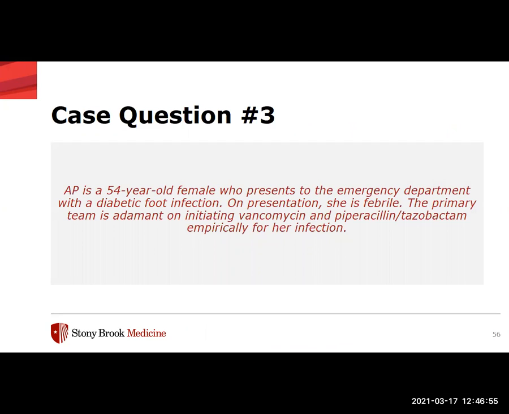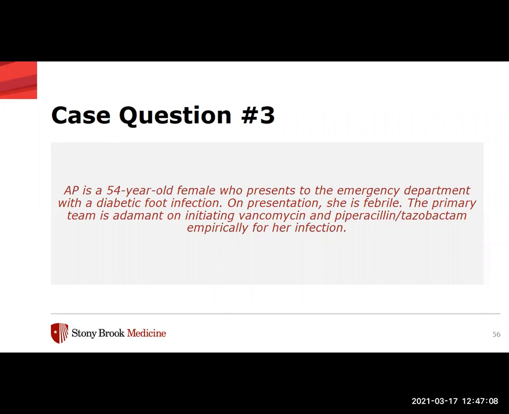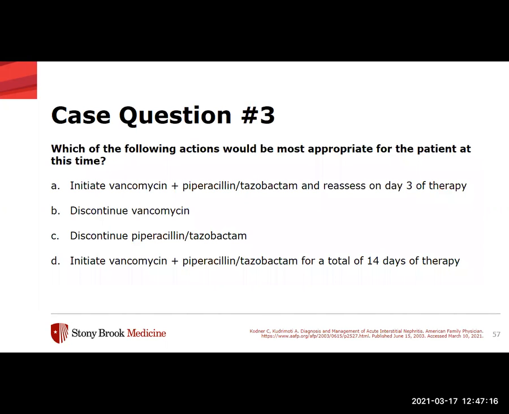All right, so let's apply what we've learned from these studies to a patient case. AP is a 54-year-old female who presents to the emergency department with a diabetic foot infection. On presentation, she is febrile, and the primary team is adamant on initiating vancomycin and Zosyn empirically for her infection. So which of the following actions would be most appropriate for the patient at this time?